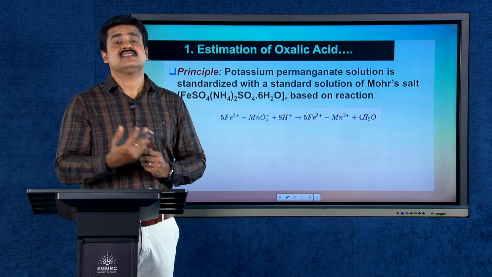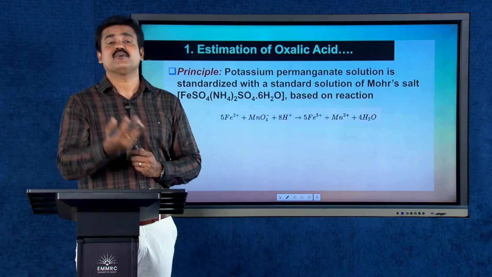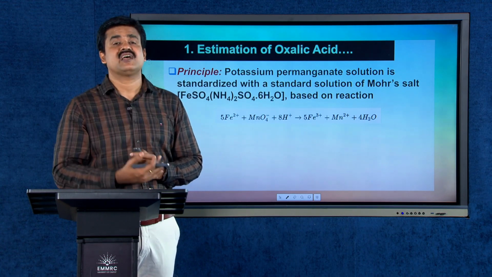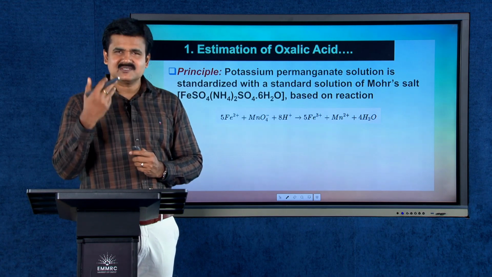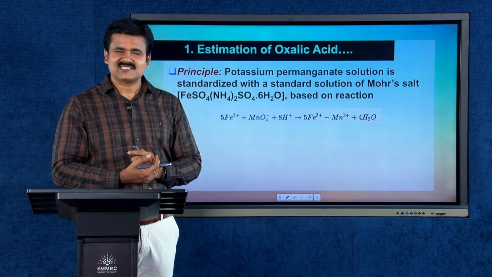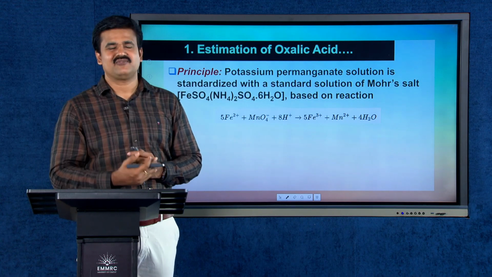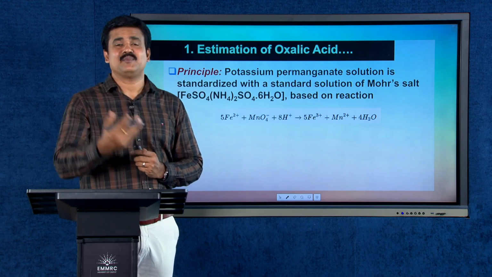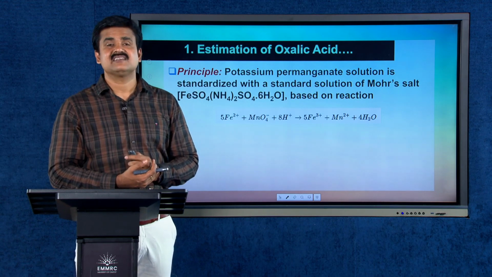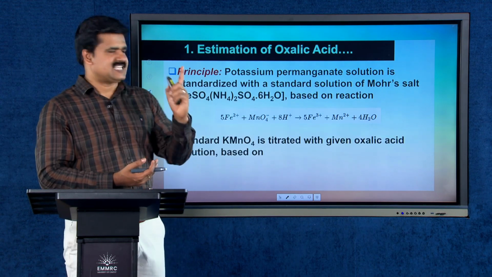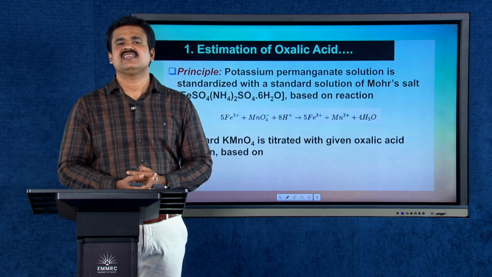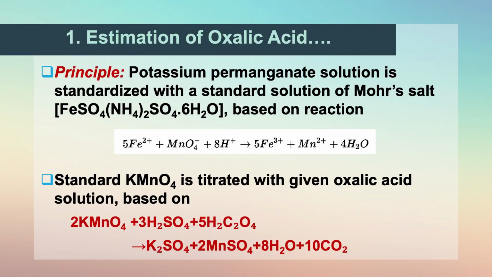By utilizing that concentration, you have to again perform a titration with that KMnO4 and the given oxalic acid. So, by using a standard solution of Mohr's salt, you have to standardize KMnO4 first, and then that KMnO4 is used to estimate the amount of oxalic acid. Standardized KMnO4 is titrated with the given oxalic acid solution. That is based on this reaction. KMnO4 plus 3H2SO4, which simply indicates that it is an acidic medium, reacts with the oxalic acid molecule, and the oxalic acid molecule is oxidized to carbon dioxide and water.